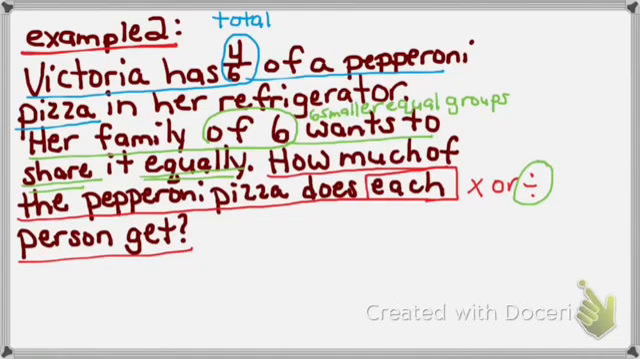When we do division, we always start with the total, which is 4/6. I know that may seem weird because it's a smaller number, but it doesn't matter. We always start with the total and divide it by either the amount in each group or the number of groups. In this case, it will be the number of groups, right? We have 4/6 of a pizza. We're dividing it into 6 smaller groups. Let's move to the next page to solve this problem.